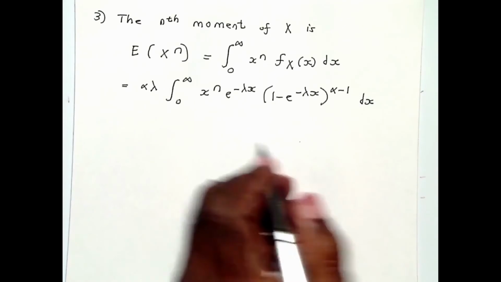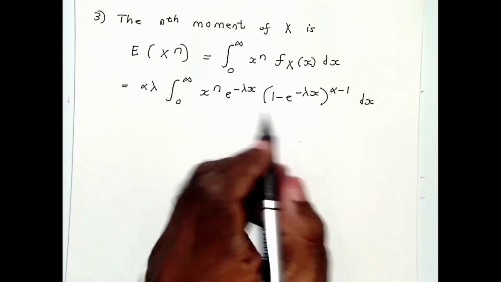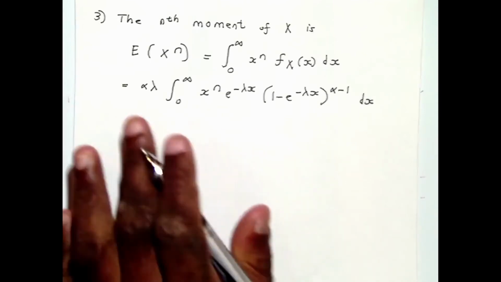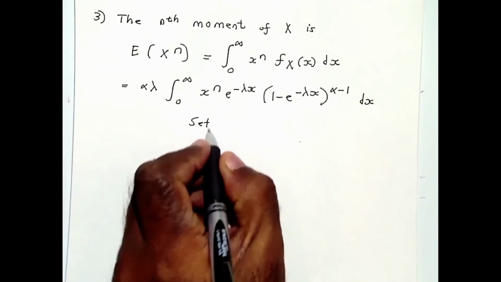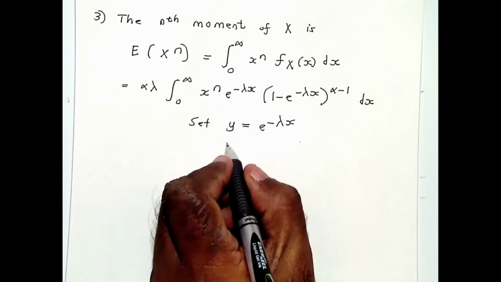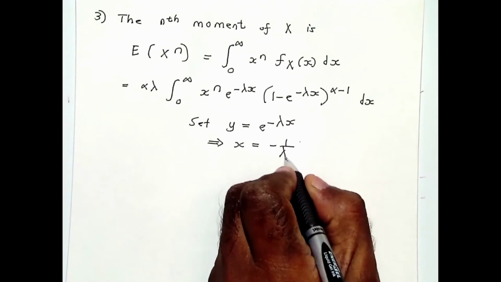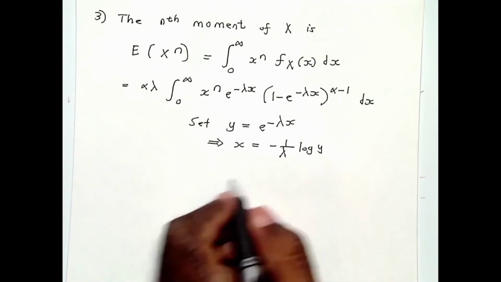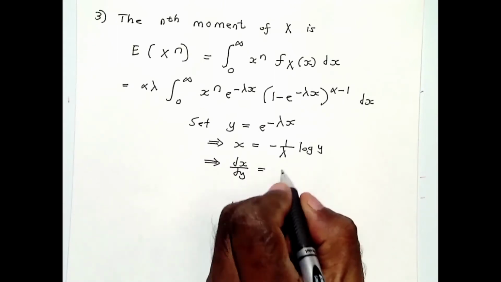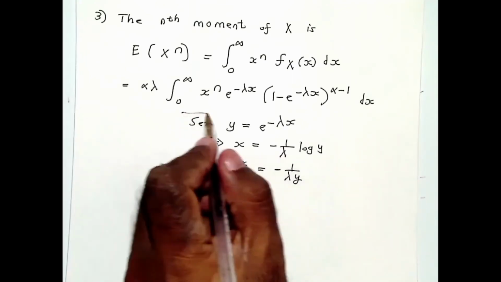Now we need to do this integration. I'm sure you all know integration better than I do. One way to do this is by substitution. So I'm going to make the following substitution. Set y equal to e to the minus lambda x, which implies that x is equal to minus 1 over lambda times log of y, which implies that dx by dy is minus 1 over lambda y. Let me put this in a box.